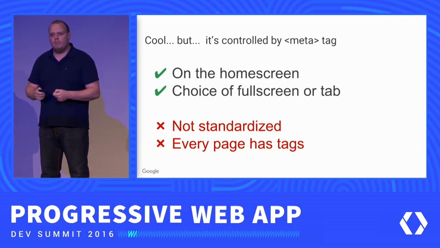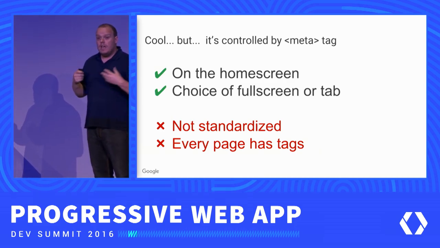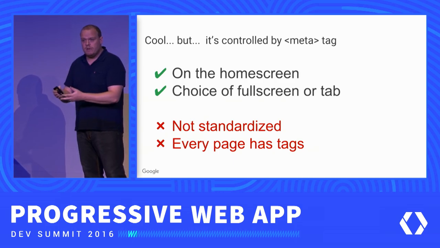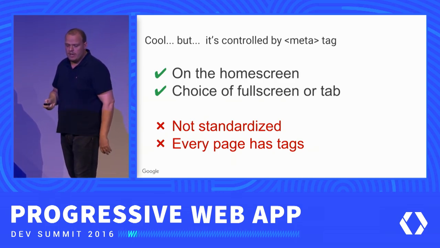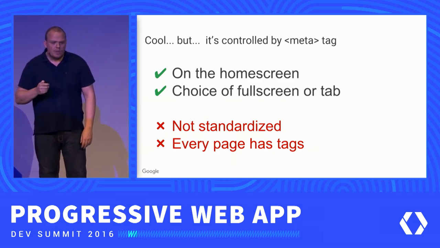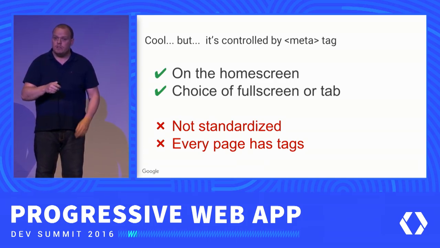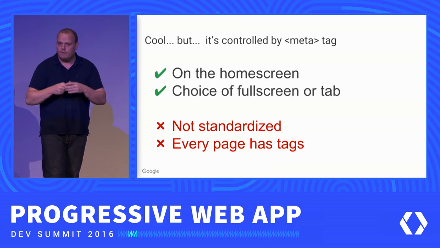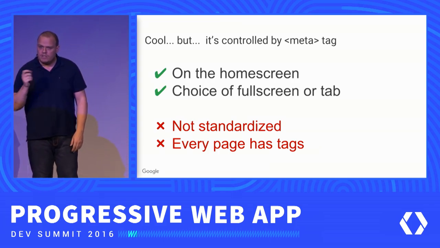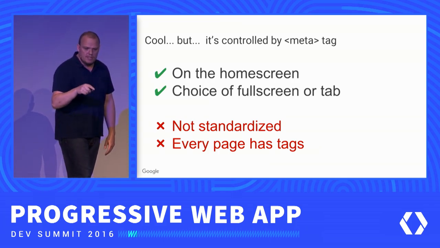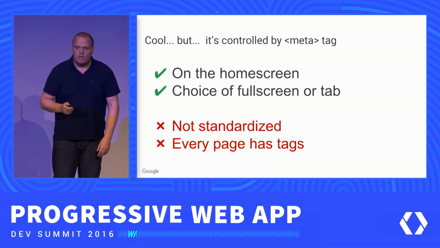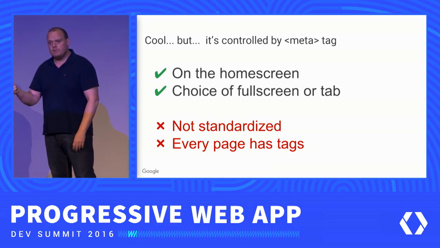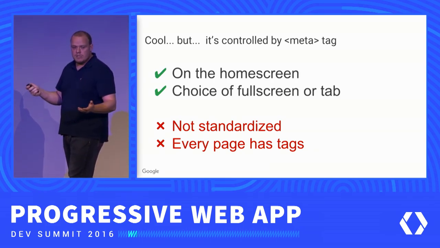There was information inside your page that would allow the browser to say, hey, this is how we think this experience should look and operate on the user's device. So the good thing was you could get the experience onto the home screen. You could say, hey, I want my application to be a full screen application, via one simple meta tag, and then when the user pressed the button, it would go onto the home screen. You could choose whether you wanted a full screen experience, like a native application, or a browser experience, right?